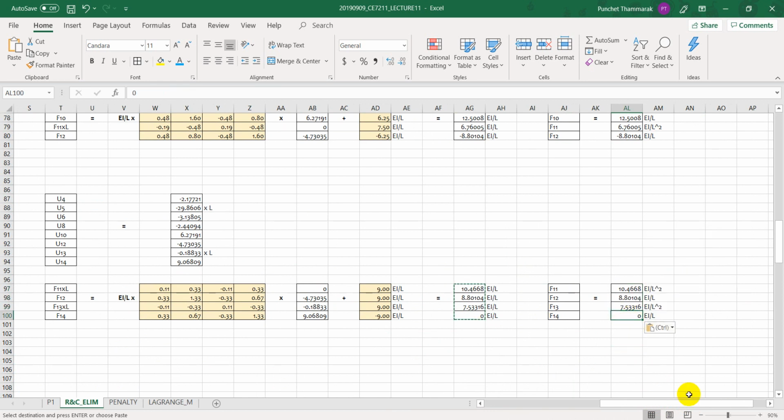First thing, this is very beautiful. You get 0 at the degree of freedom 14. You don't apply any moment, and it is the free end. It is a hinge end. So you get 0 as it should be.